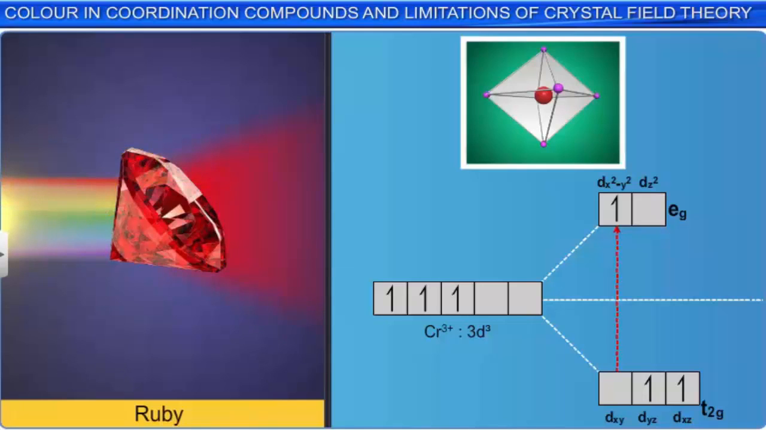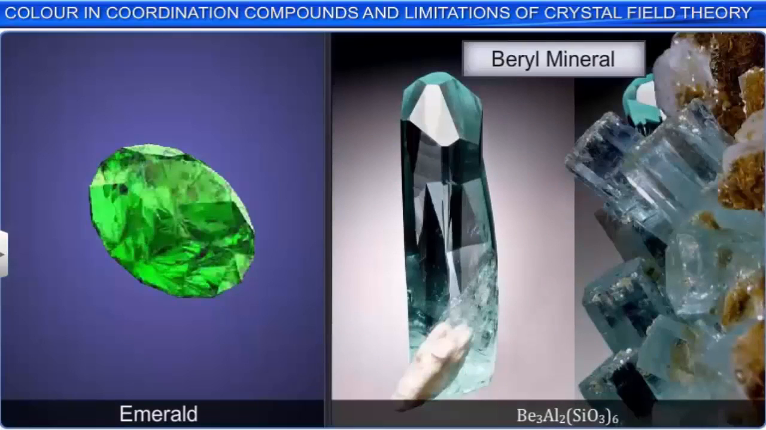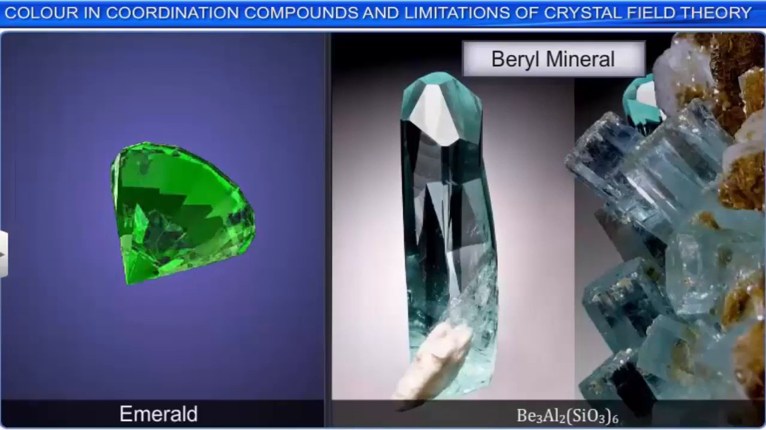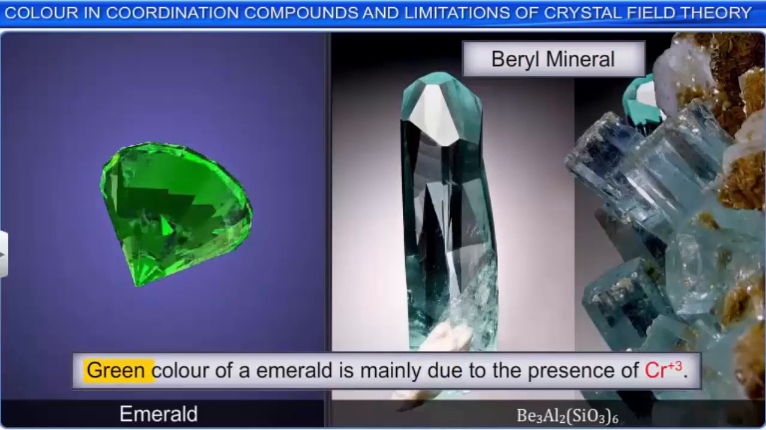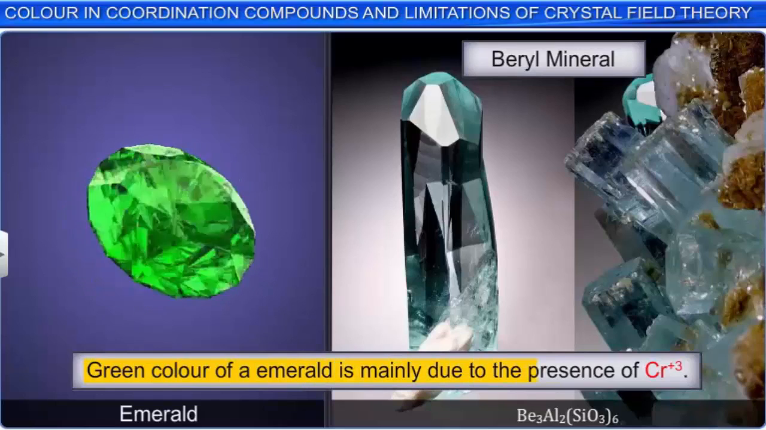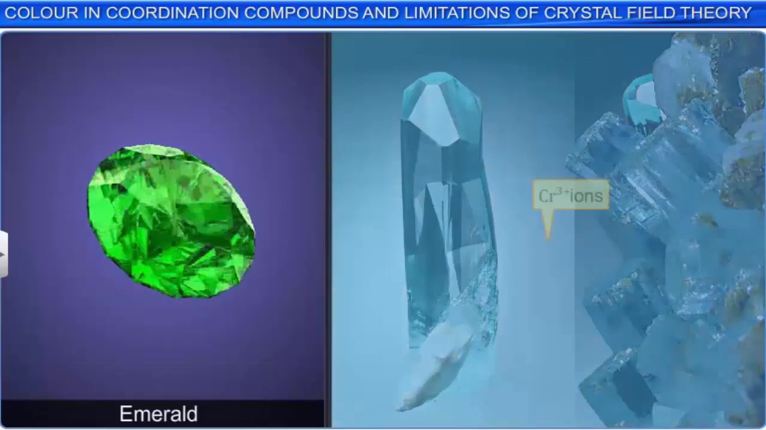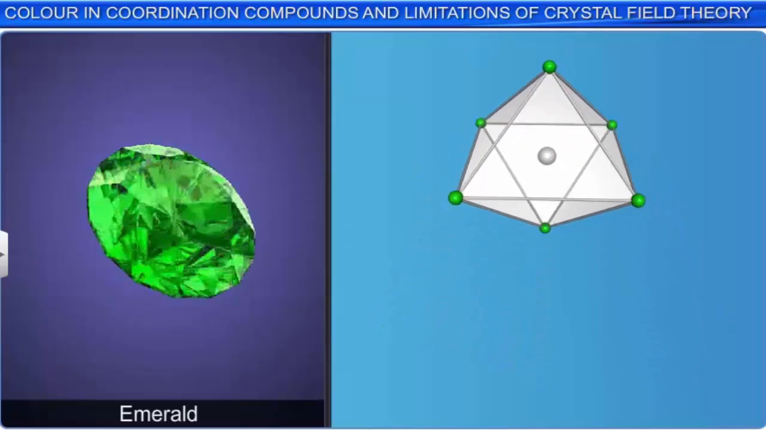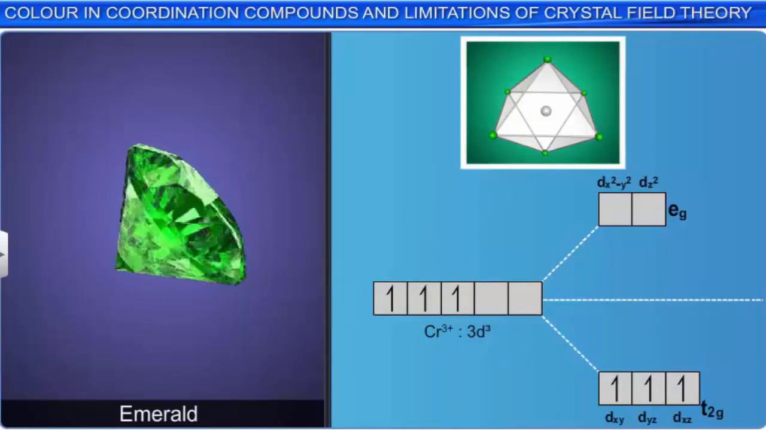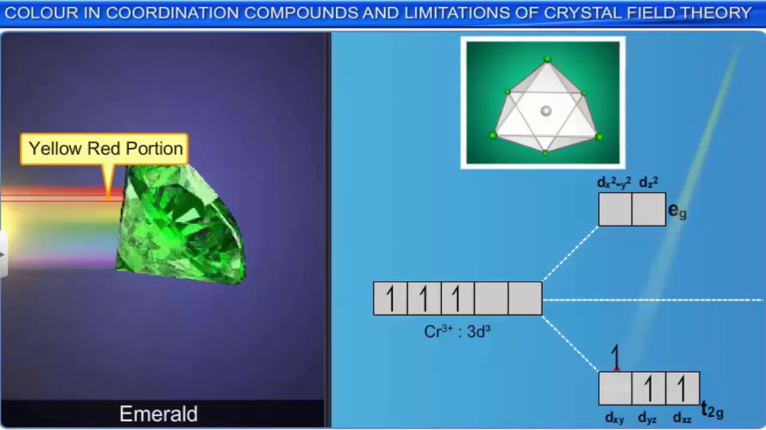Emerald is a green variety of the mineral beryl. The green color of emerald is due to the presence of chromium 3+ ions. The chromium 3+ ions occupy the octahedral sites in beryl. Due to this arrangement, it absorbs the yellow-red portion of light and, in turn, transmits the complementary color green. Hence, an emerald appears green.